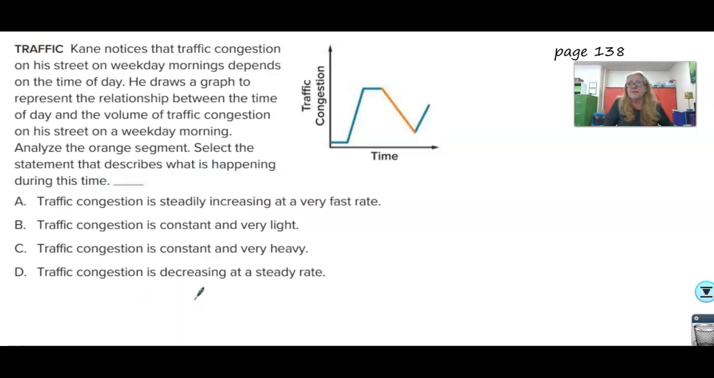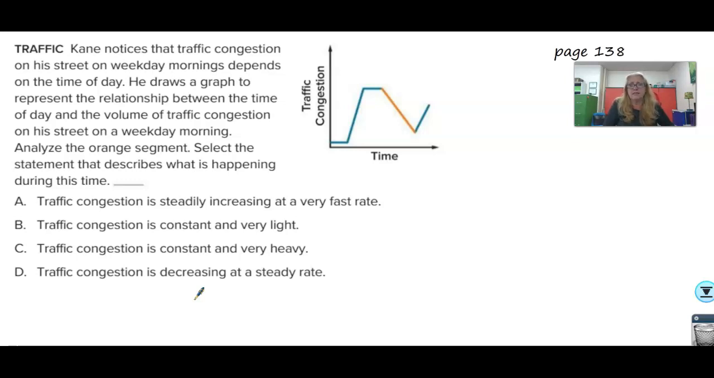Kane notices that traffic congestion on his street on weekday mornings depends on the time of day. He draws a graph to represent the relationship between the time of day and the volume of traffic congestion on his street on a weekday morning. This guy's really, he needs to get a life.